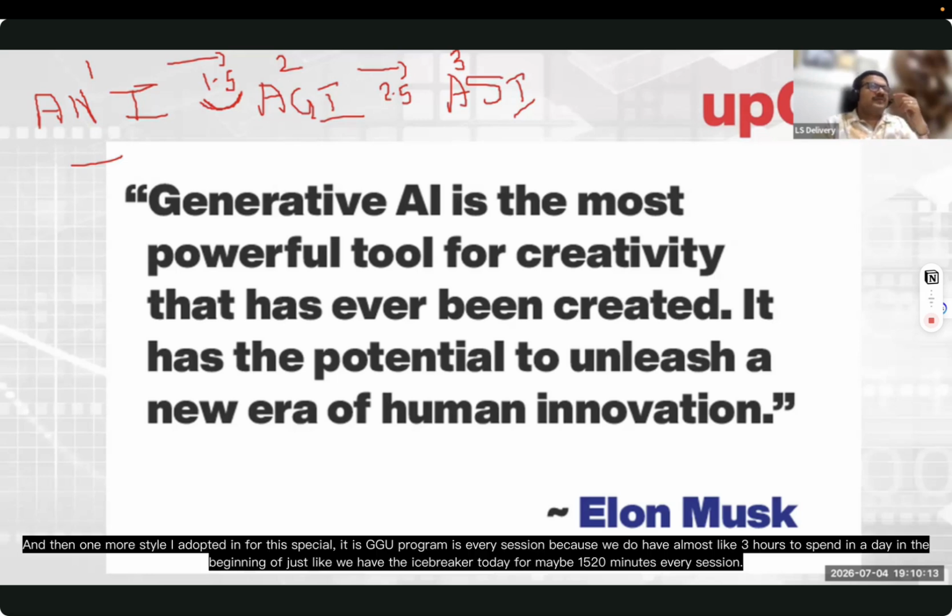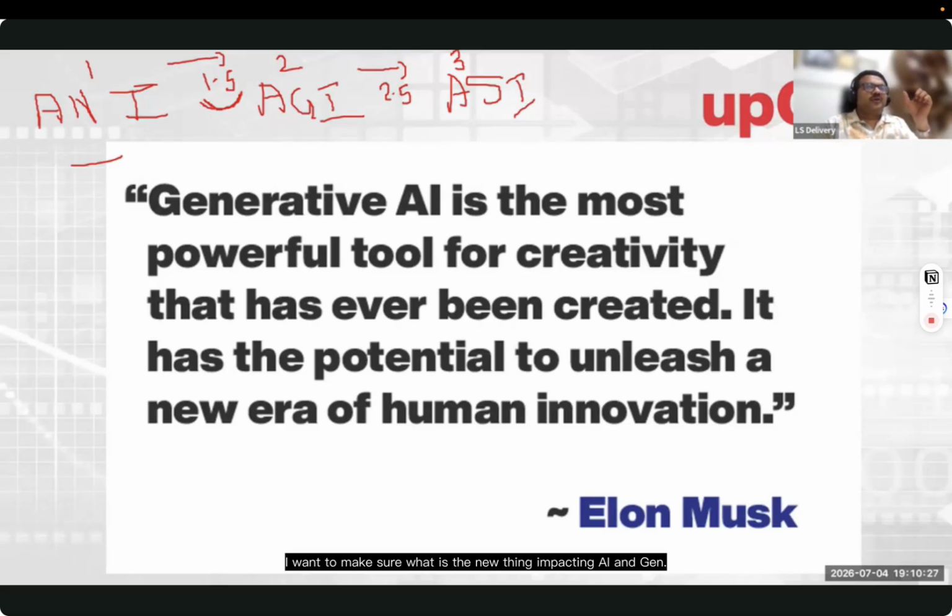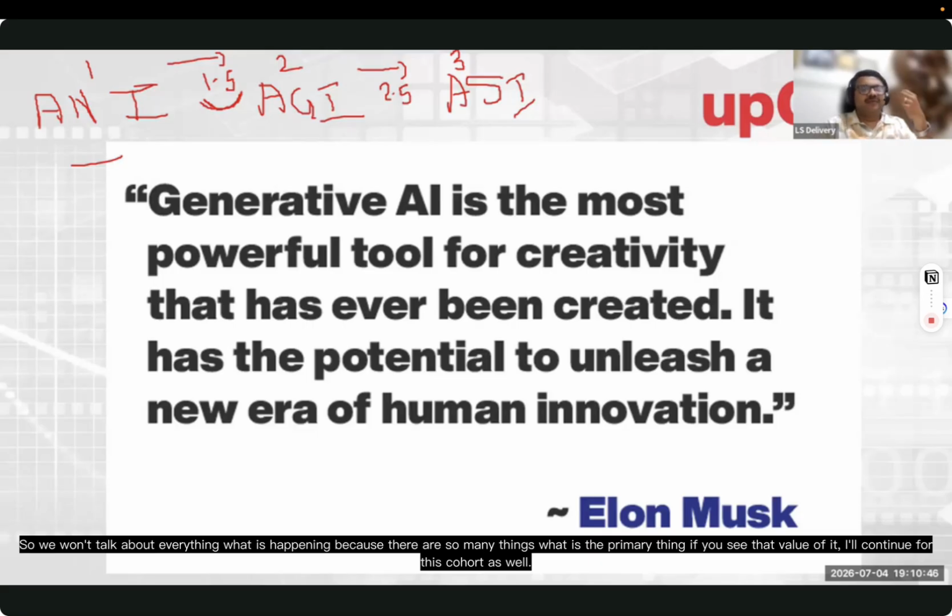One more style I adopted for this GGU program is that every session, because we have almost 3 hours to spend in a day, in the beginning, just like the icebreaker today for maybe 15-20 minutes, I want to cover the new thing impacting AI and Gen AI in that particular week. I'll give my reading, and we'll spend the first 10 minutes or so while others join. Some of them are very important. Let's say Mythos came last time and we discussed its impact. We won't talk about everything happening, because there are so many things. What is the primary thing? If you see the value of it, I'll continue for this cohort as well.